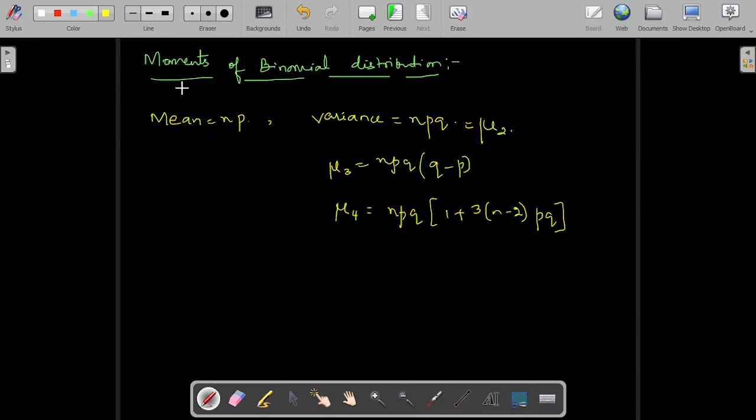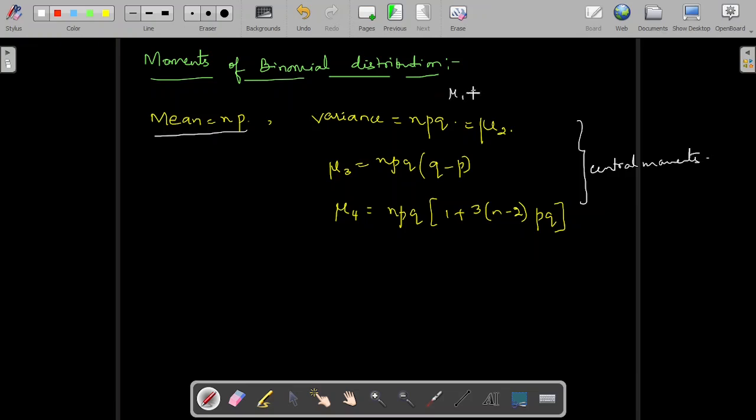Now next is moments of binomial distribution. The mean of a binomial distribution is given by n into p. N is the number of trials and p is the probability of success. You know that. Now these are all central moments, so I just give you the central moments here.